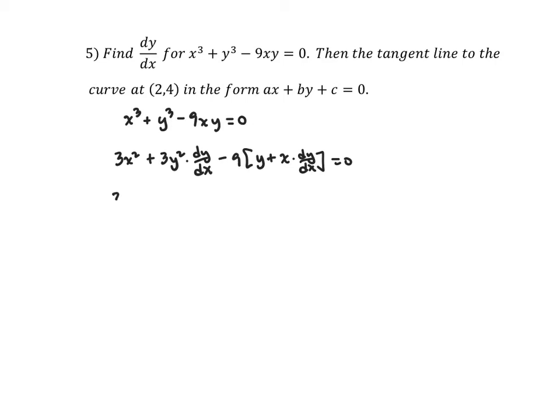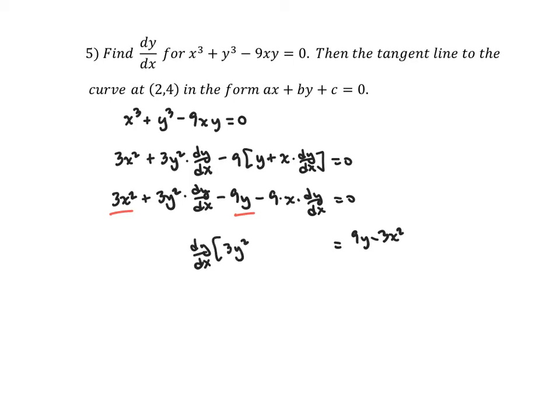Let's clean this up. This will be 3x squared plus 3y squared dy dx minus 9y minus 9 times x times dy dx. Okay, all terms that don't contain a dy dx, I'm going to bring those over to the right side. So it'll be 9y minus 3x squared. Okay, and I'm going to factor a dy dx out of the remaining terms.